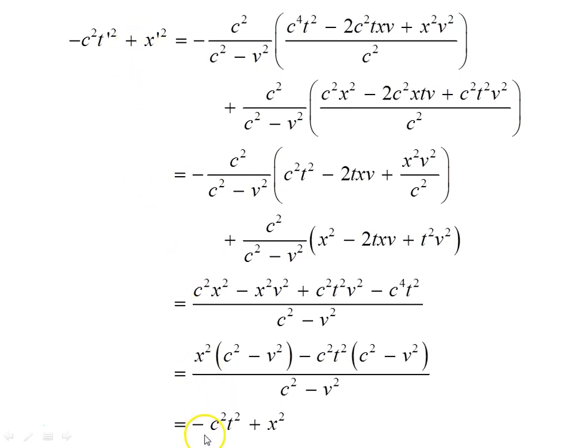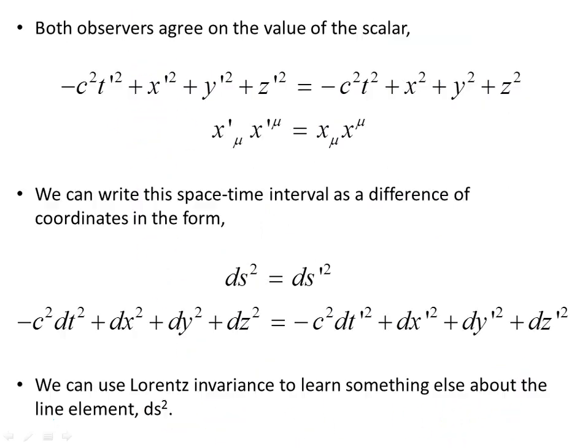The space-time interval, ds squared, for the observer in S is this, and they both agree that it's the same, they're equal to each other, independent of whatever Lorentz factor was involved. As you can see, there's no gamma involved in here. Alright, so both observers agree on the value of the scalar.